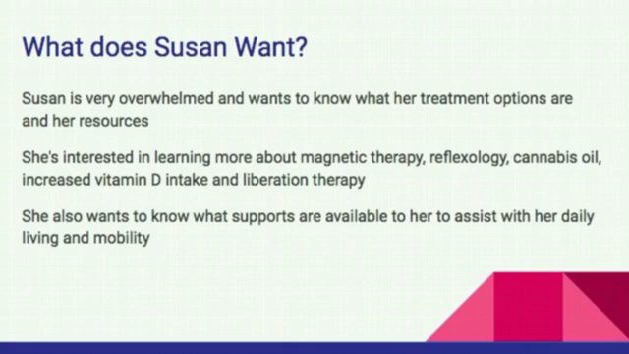So Susan is very overwhelmed and she wants to know what her treatment options are and what her resources are. She is also very interested in learning more about magnetic therapy, reflexology, and cannabis oil, which she has heard from her friends will help with her sleep. She also wants to know more about increased vitamin D intake and liberation therapy. The last thing she wants to gain from this is what supports are available to help her and to assist with her daily living and mobility.